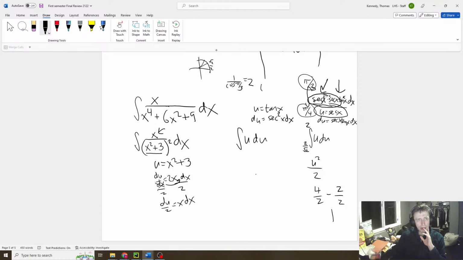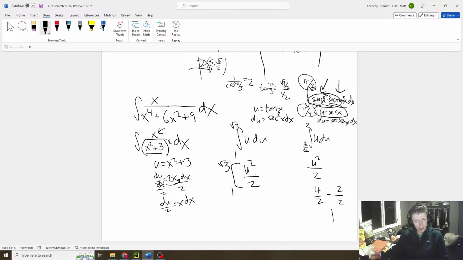So tangent of pi over 3 is sine over cosine. So it's root 3 over 2 divided by a half. That's root 3. And my bottom bound, plugging in pi over 4, tangent of pi over 4 is just 1. Both sine and cosine are root 2 over 2 at 45 degrees, or at pi over 4. And so we'd get this, and now we'd integrate u squared over 2, and then plug in these bounds.